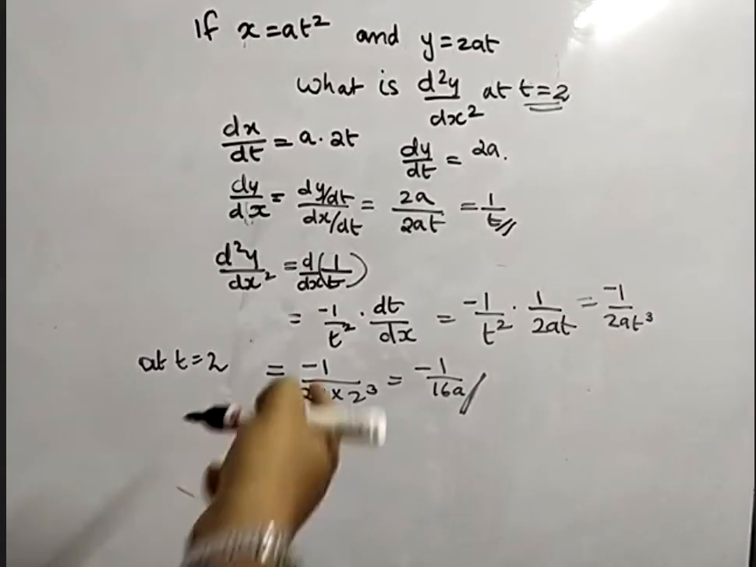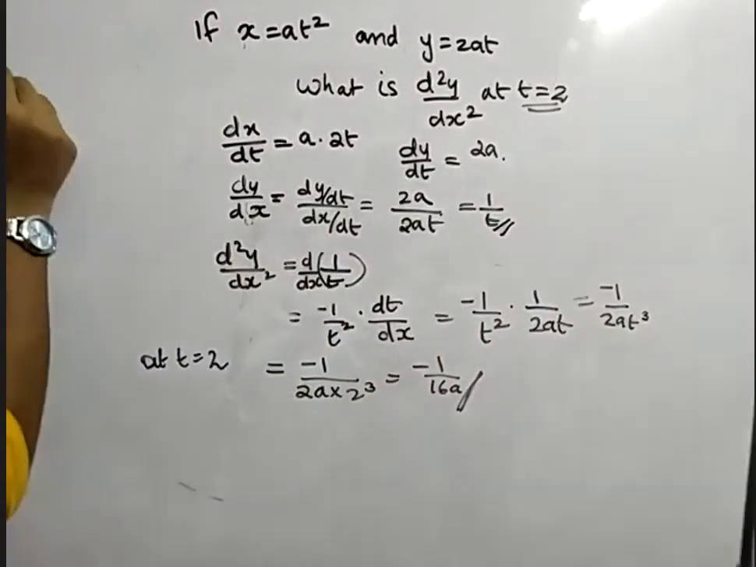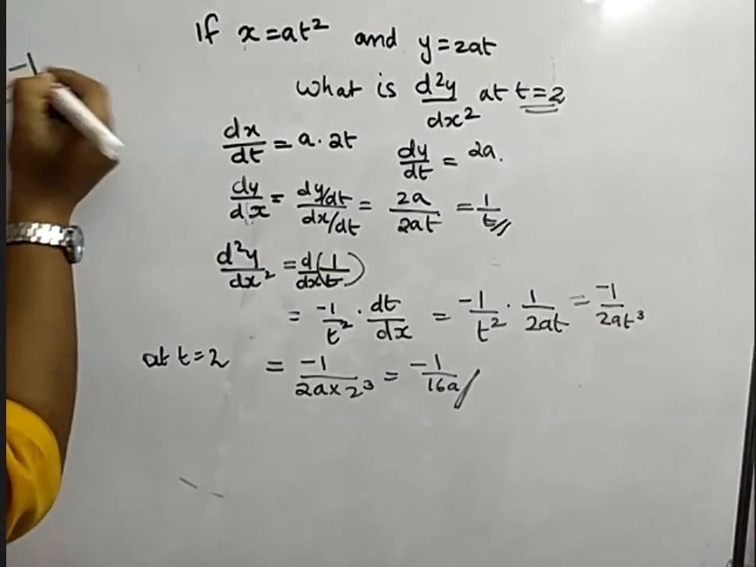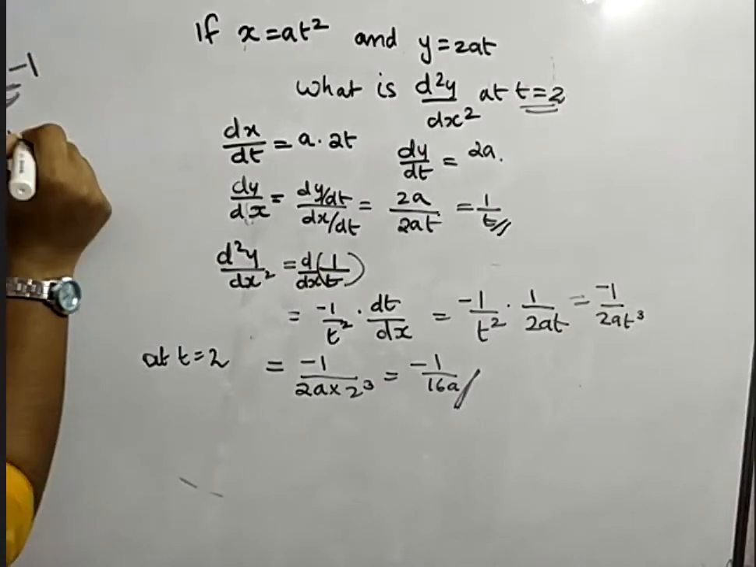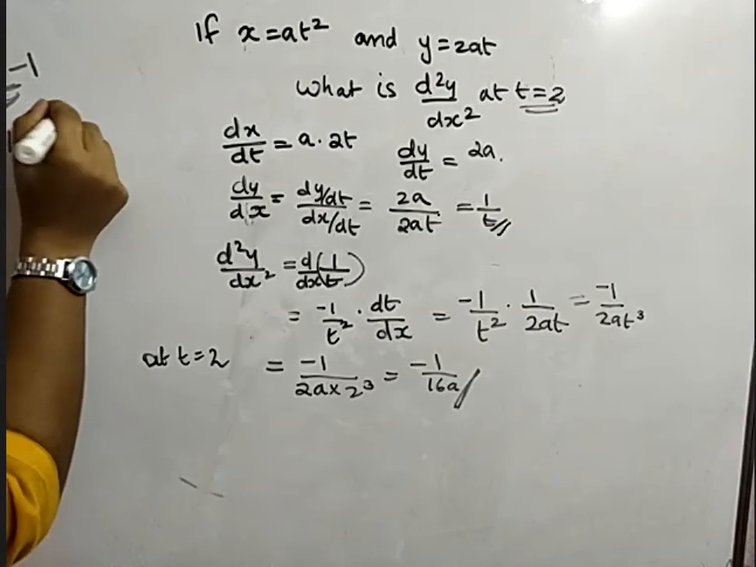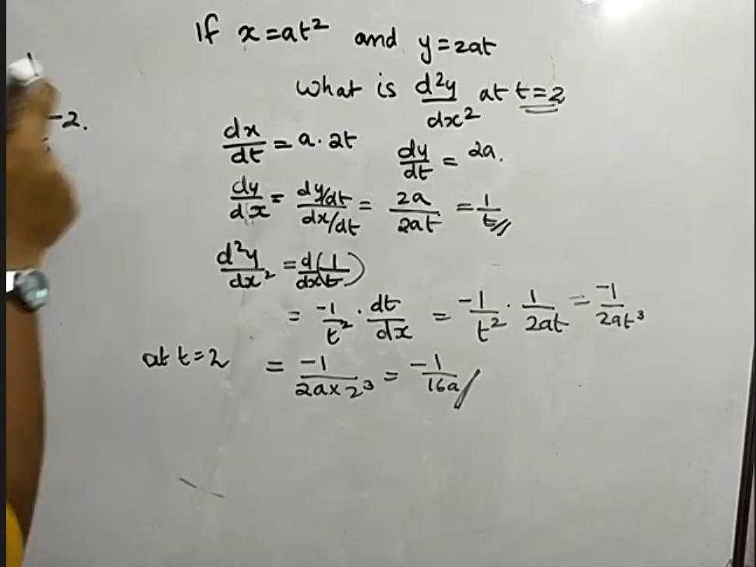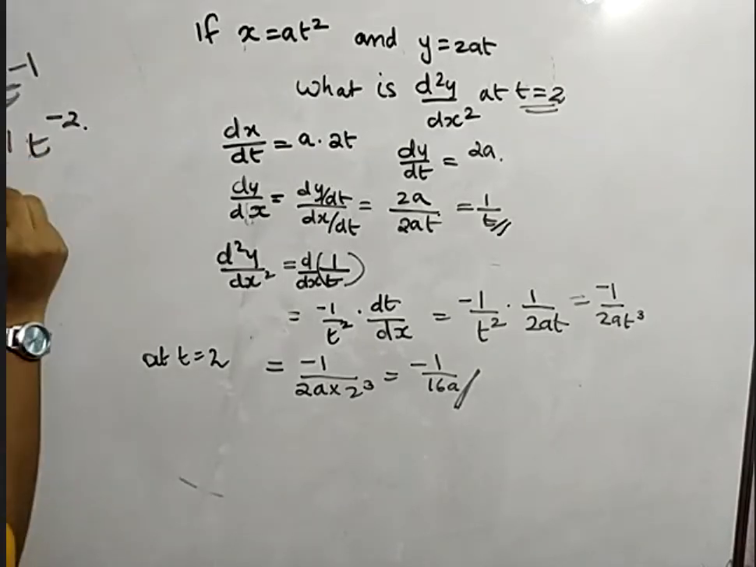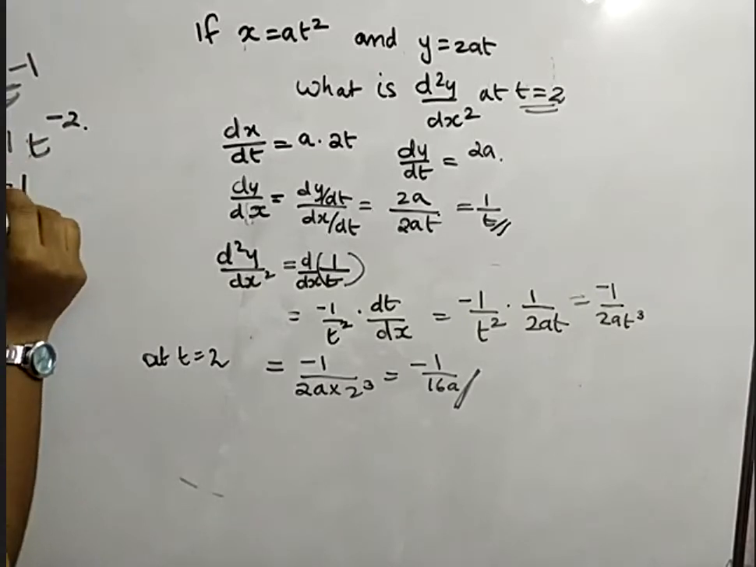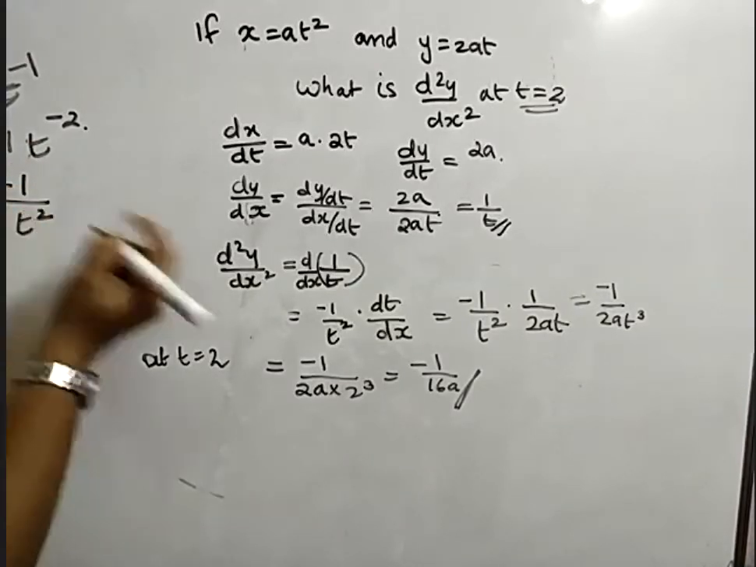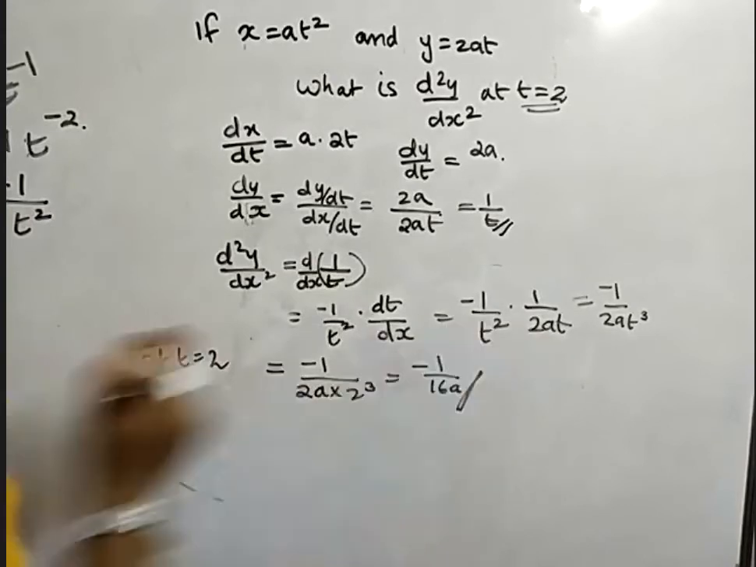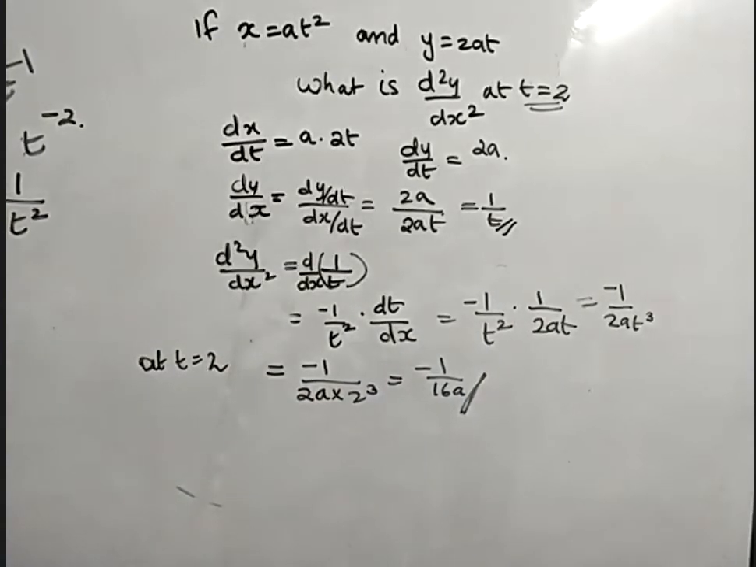How to find the derivative of 1 by t? 1 by t is t raised to minus 1. So minus 1 t raised to minus 2 will come here, using x raised to n minus 1. So minus 1 by t square is coming like that. Everyone got minus 1 by 16a?